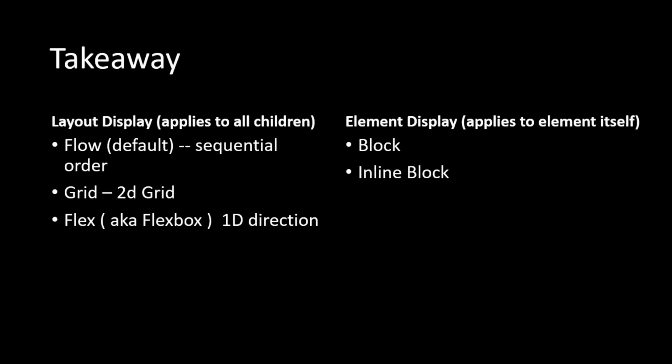Just a quick summary on the display property. There are two types of display. First is the layout display and the second one is element display. For the layout display, we can have flow, grid, and flex. Flow arranges elements in sequential order, grid in 2D, and flex in 1D. And for element display, we have block and inline block. Block will make the element occupy 100% of the width, and inline block will place the elements side by side. That's it for this lesson, and I'll see you again shortly.